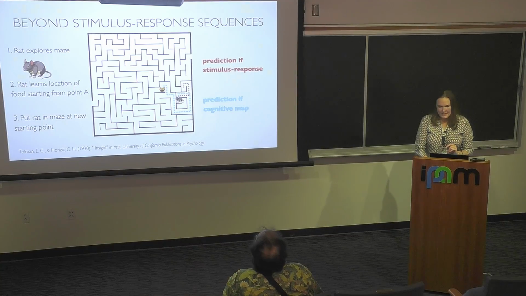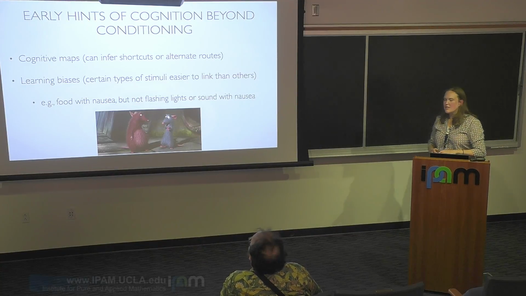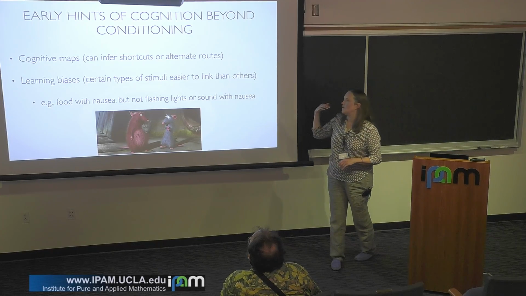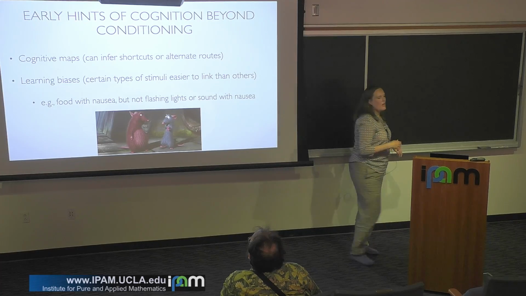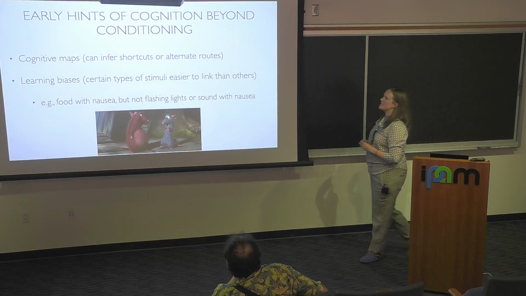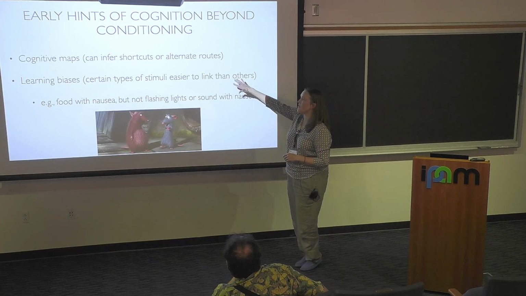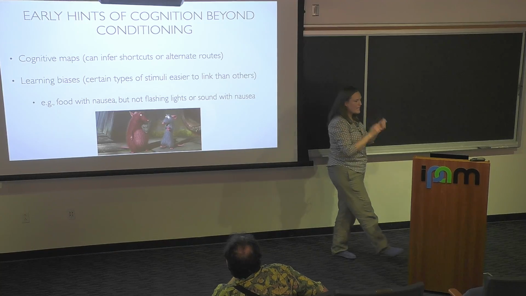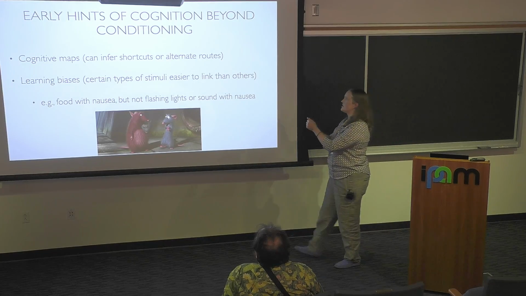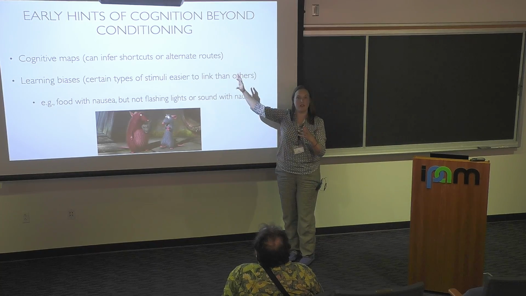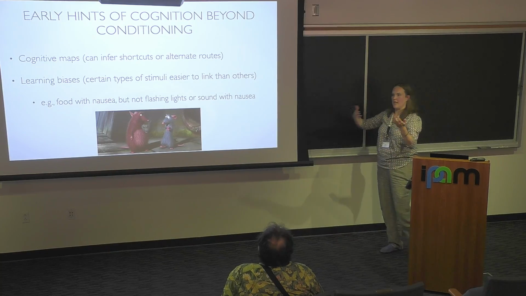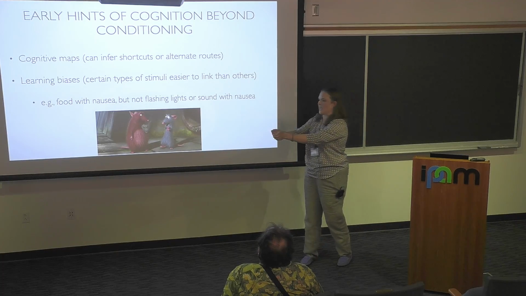Awesome. Okay, so some of the earliest hints of cognition beyond classical and operant conditioning were the use of cognitive maps, so inferring shortcuts or alternative routes. Also, learning biases. So the fact that certain types of stimuli are easier to link together than others was seen as evidence that it couldn't be pure conditioning. Because if it were just pure conditioning, then it shouldn't matter which 2 things could be linked together.